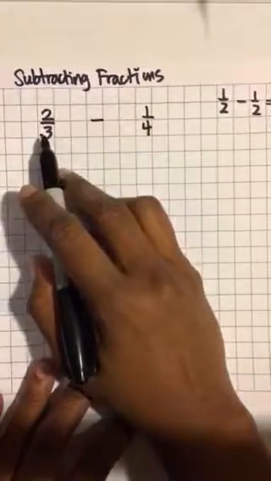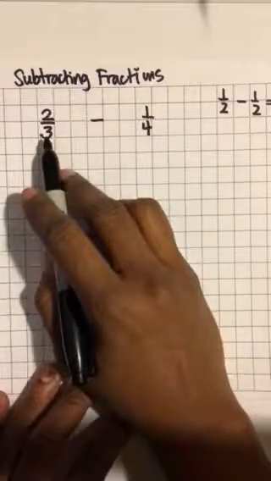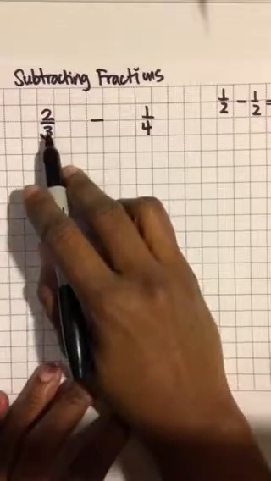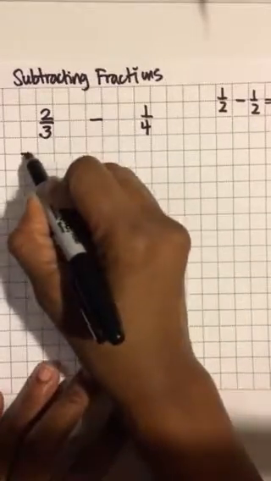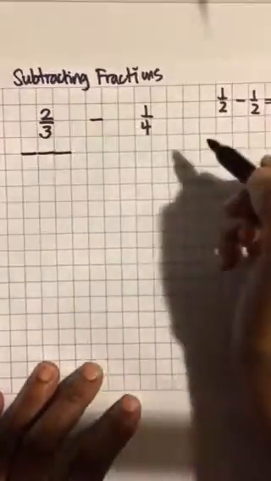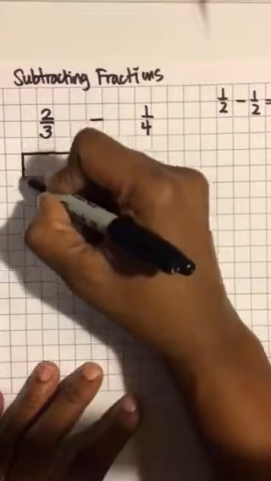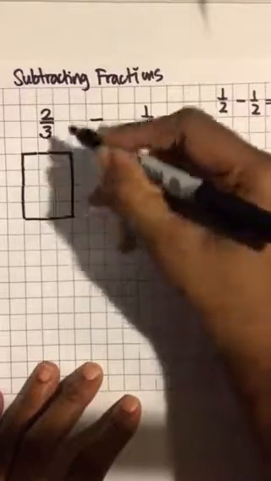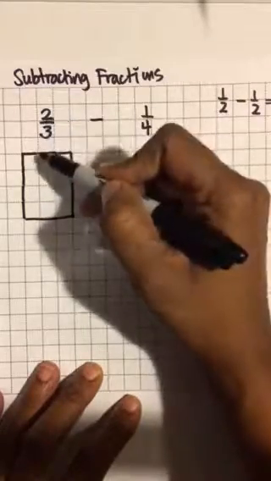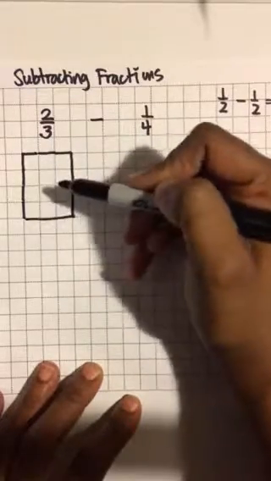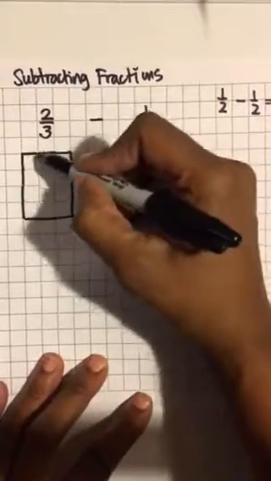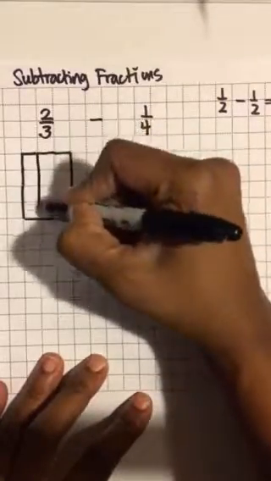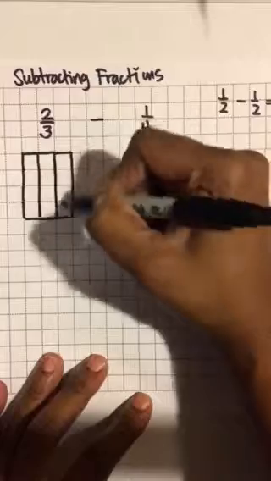We're going to use the denominators to create a rectangular grid. We have a denominator of 3 and 4, so we're going to make a 3 by 4 grid: 1, 2, 3 by 1, 2, 3, 4. We're modeling 2/3, so we need to partition the shape into thirds. If I go up and down, here's 1/3, 2/3, 3/3.